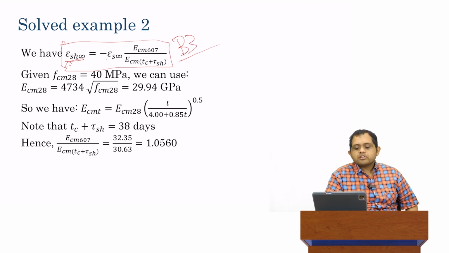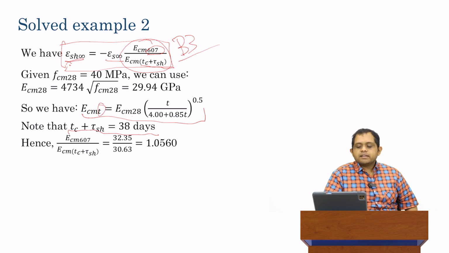We saw that this is a function of some ES infinity, a parameter, and some correction factor for the fact that the elastic modulus is also changing with time. So this is going to be the elastic modulus at 607 days to the elastic modulus at TC plus tau SH. We note that TC plus tau SH is 3 plus 35, so that makes 38 days. So the first thing we have to calculate is this ECM at 607 days and ECM at TC plus tau SH. We are given this formula in the ACI document, that ECM at any time t is ECM at 28 days into this nonlinear function of t.